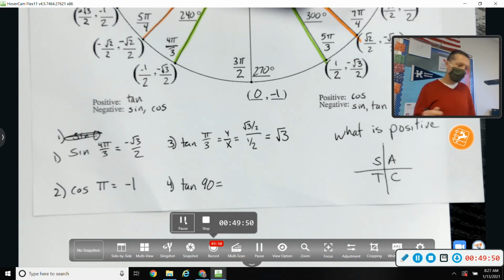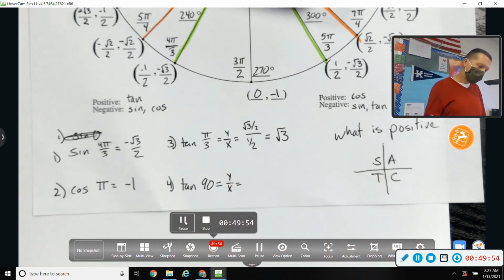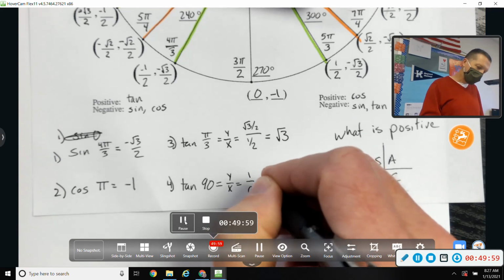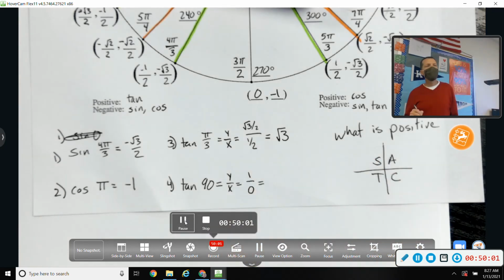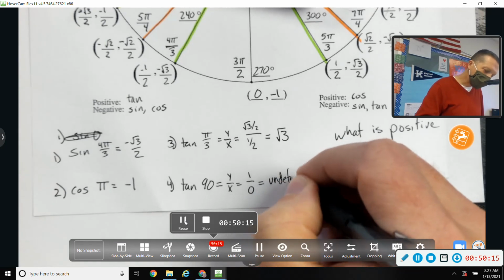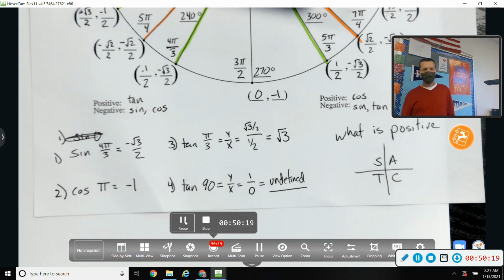Tangent of 90, y over x. The y coordinate is 1, the x coordinate is 0. And 1 divided by 0 is not 0. It's okay. It's why we're doing this one. Undefined. You can't divide by 0. So undefined is a potential answer choice on today's assignment. Only for tangent, but it's a potential answer choice because you can't divide by 0.